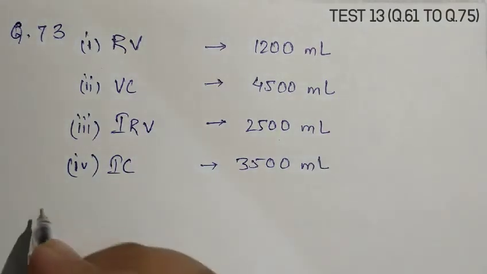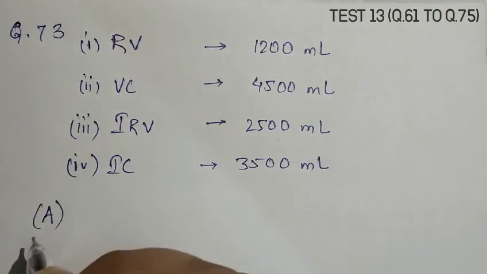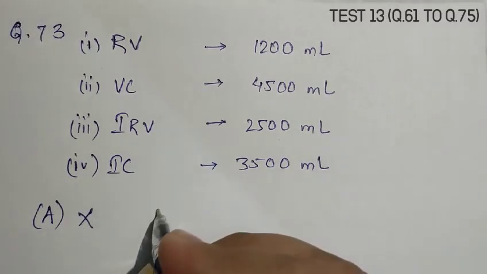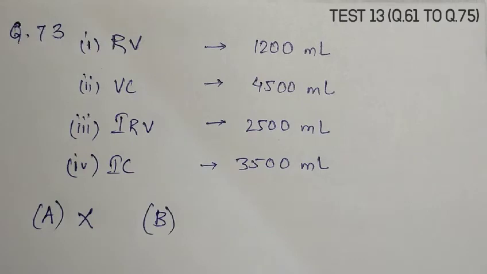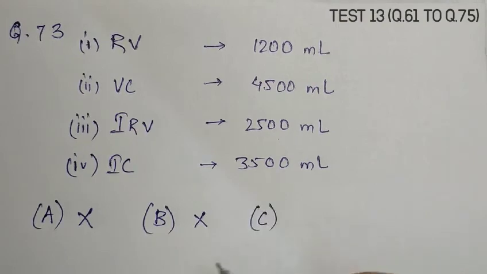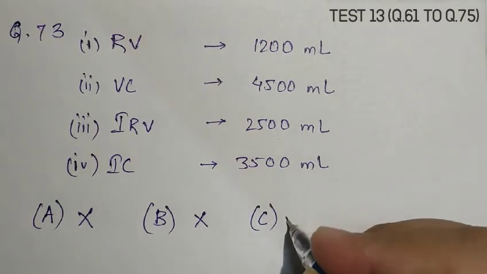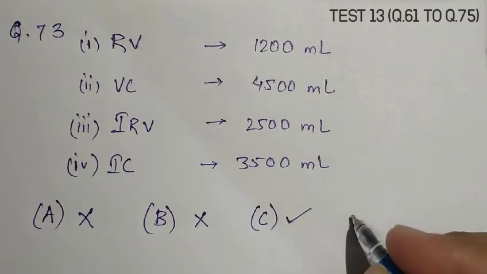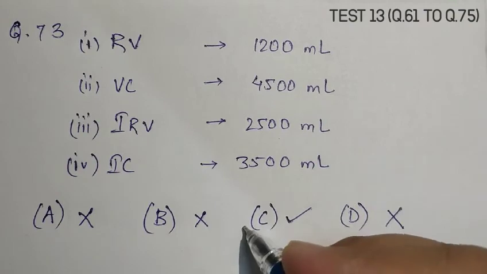So options: option A, vital capacity 2500 ml, it is false. Option B, inspiratory reserve volume 1200 ml, that is also wrong. Option C, inspiratory capacity 3500 ml and residual volume 1200 ml, this is correct. And option D, inspiratory capacity 4500 ml, this is also false. So the correct answer is C.